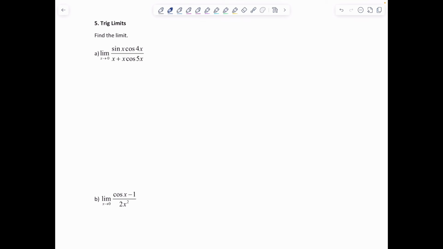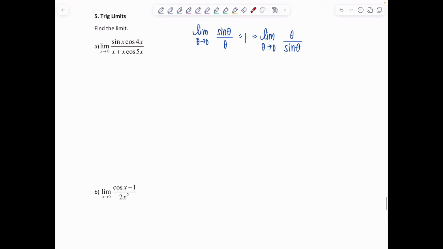Okay, so we've got the limit as x approaches 0 of sine x cosine 4x over x plus x cosine 5x. You got to remember 2 things. The limit as theta approaches 0 of sine theta over theta equals, that's it, 1. You could also flip this around. The limit as theta approaches 0 of theta over sine theta would also be 1, because the reciprocal of 1 is 1. So you can give this little flipperoo, same thing.